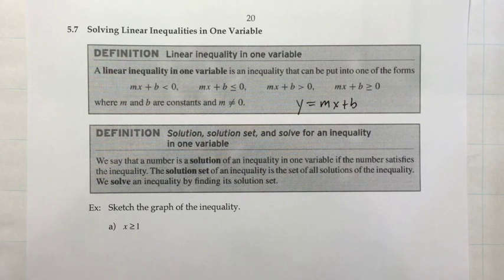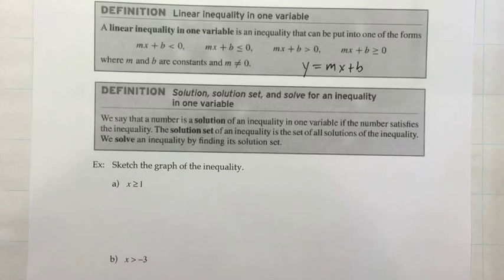Another definition: solution, solution set, and solve for an inequality in one variable. We say that a number is a solution of an inequality in one variable if the number satisfies the inequality. And the solution set of an inequality is the set of all the solutions of the inequality, and we solve an inequality by finding its solution set. So let's put those definitions into action with an example.